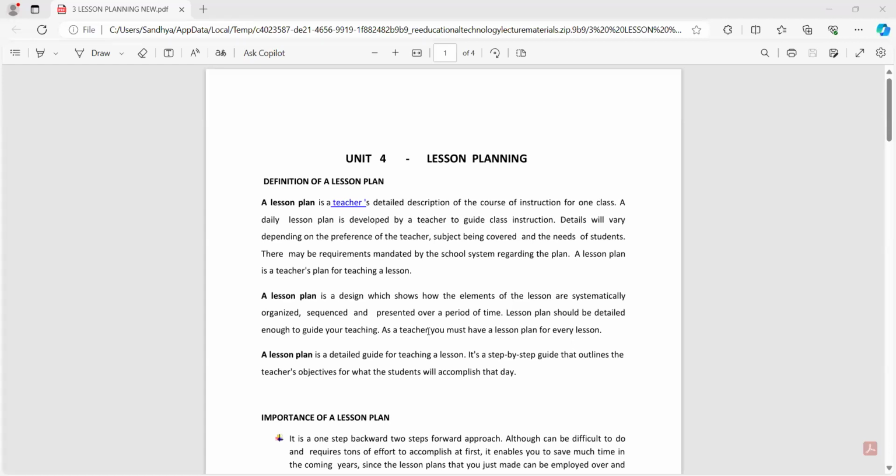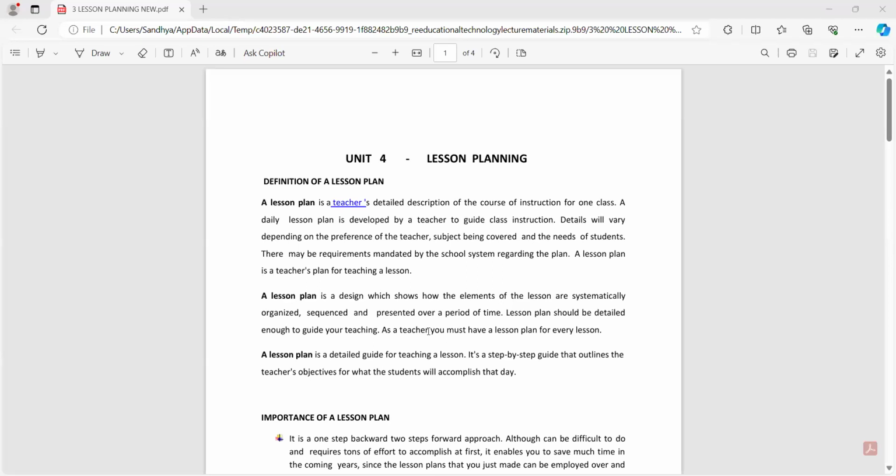They are all in a sequence that you're going to present in the lesson plan. Sequence means in the order of presentation of the lesson, right? If you look at the third one, it says it is the step-by-step guide that outlines the teacher's objectives for what the students will accomplish that day. Very important. At the end of the lesson, what the students should be able to do. That is what a lesson plan is all about.